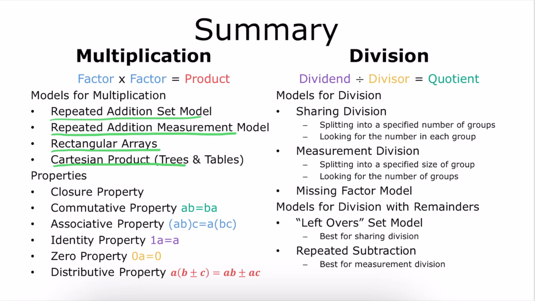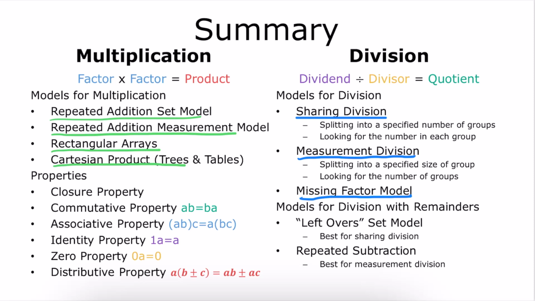And then division has 3 different models. So we have sharing division, which is where you're splitting an amount up into a specific number of groups, and you're looking for the number in each group. And then we also have measurement division, where you're splitting up the items into a specific size of group, and you're looking for the number of groups. And then we also have the missing factor model, where you rewrite the division as multiplication to help you figure out the result for the division.